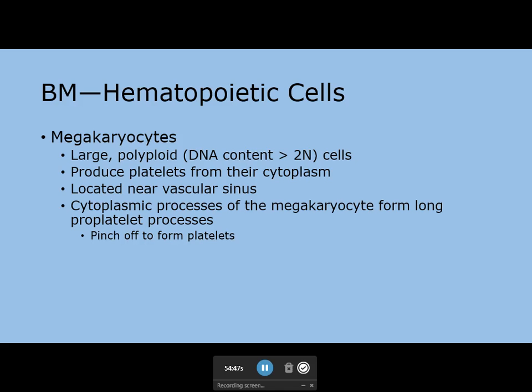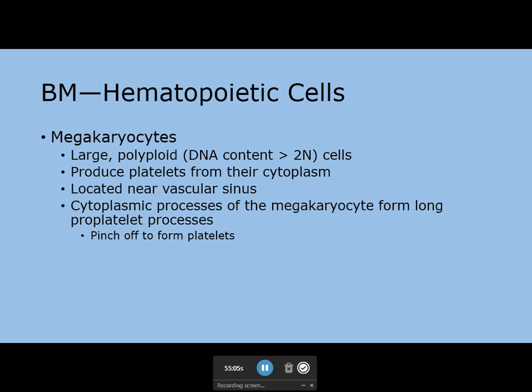Basically they can be multinucleated. The nuclei have fused together to look like one huge nucleus. But if you went in and did a karyotype on it, you may find four or five different sets of chromosomes. Does that make sense? So that's what polyploid means.